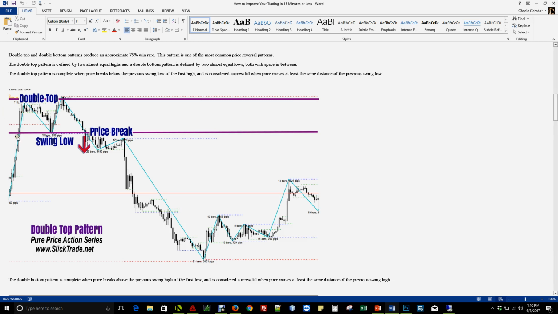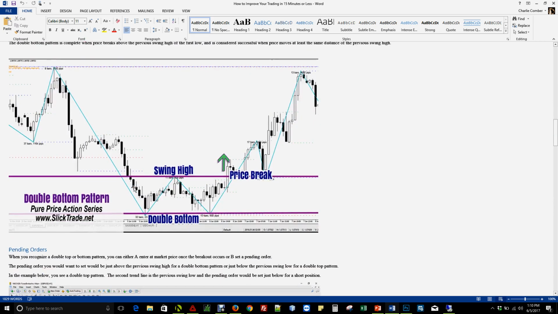But the M, what they mean by the M is right here. You have an M that forms, okay? In a double bottom, you have a W that forms, which is right here. You see that? Real clear W.